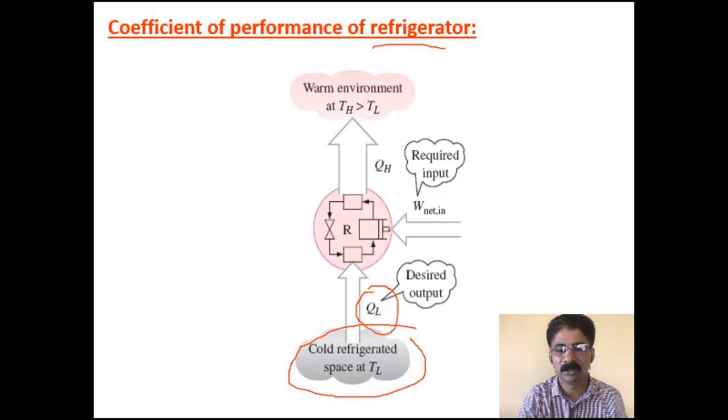So your intention is to draw the heat, because you have to maintain that particular space at a temperature lower than that of the surroundings. So you have to continuously absorb heat from there. Your objective is to draw the heat, which becomes the desired output, for which you have to supply some work to the compressor of this refrigeration system. All these four components together, enclosed in a circle, represent the refrigerator. So this becomes the required input. So desired output by required input.